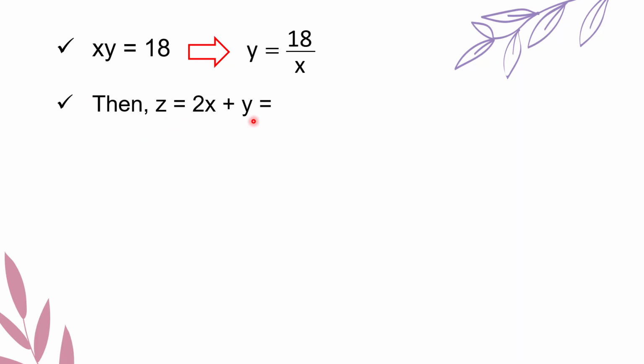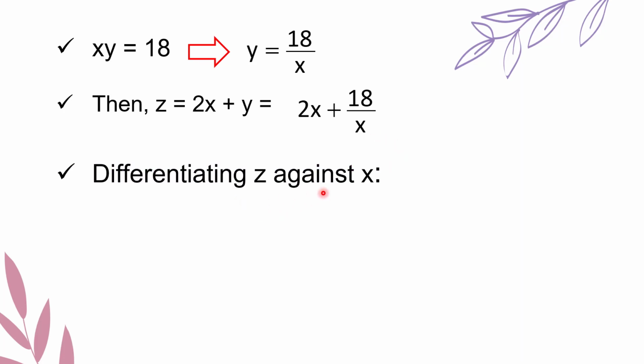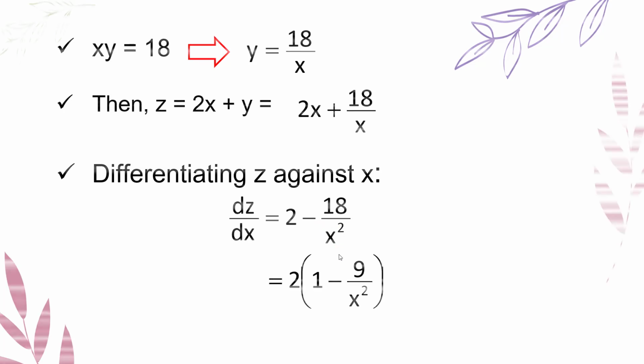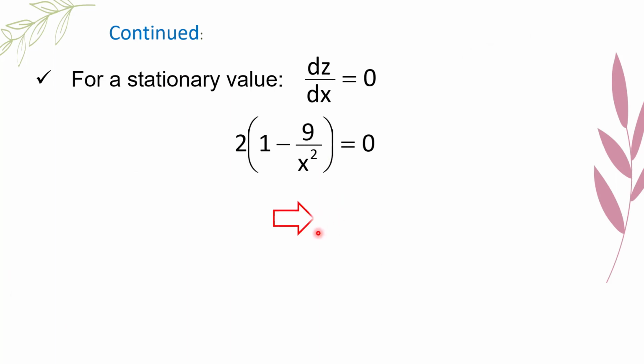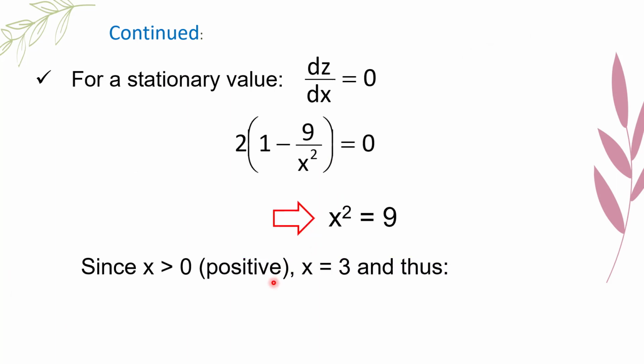Then z equals 2x plus y becomes one variable, 2x plus 18 over x, and we can differentiate z against x. We have dz/dx equals 2 minus 18 over x squared. We make it equal to 0 to find the stationary value of x. And we have x equals 3, since x is positive. For the value of y, we substitute back into the original relation: y is 18 over 3, so y is 6.